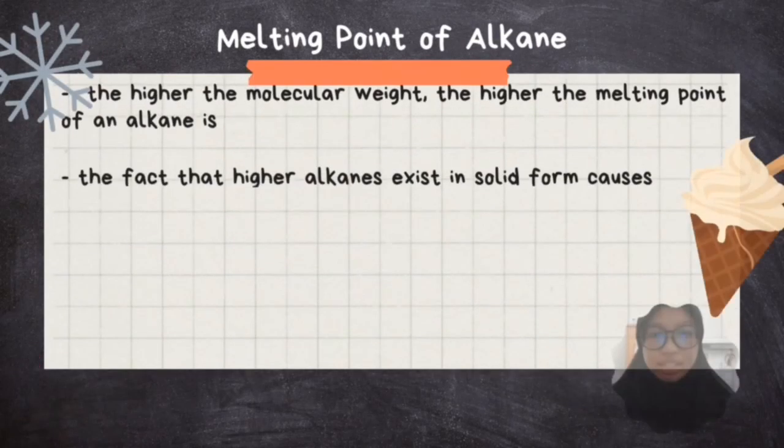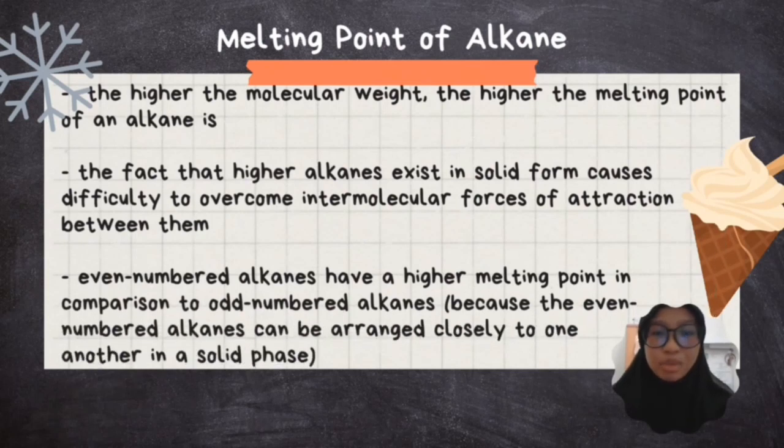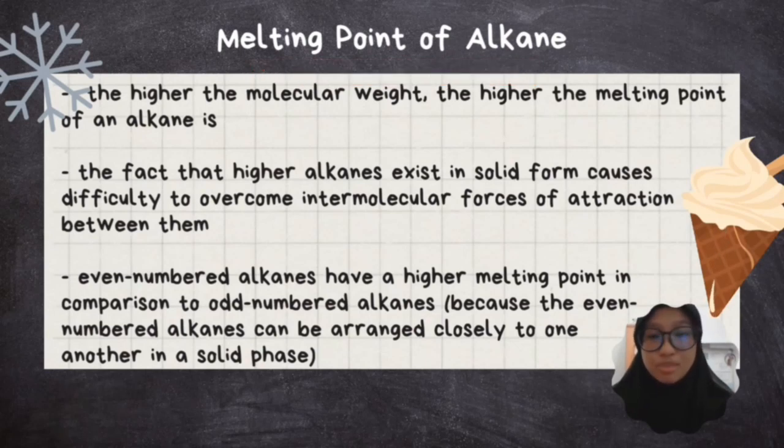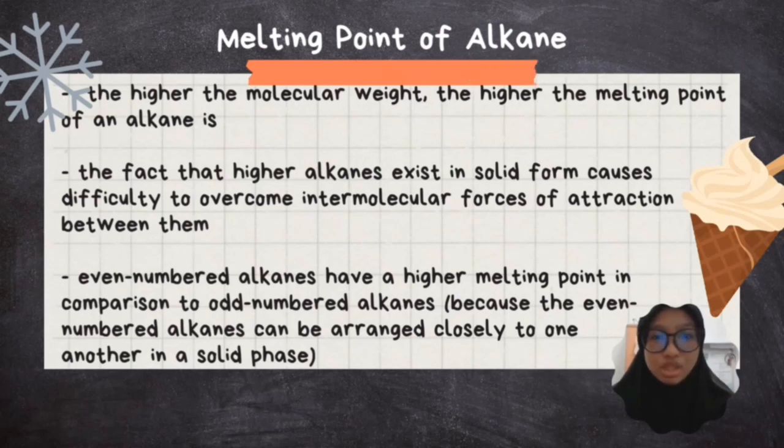Next is the melting point of an alkane. The higher the molecular weight is, the higher the melting point of an alkane is. The fact that higher alkanes exist in solid form causes difficulty to overcome intermolecular forces of attraction between them. Even-numbered alkanes have a higher melting point compared to odd-numbered alkanes because they can pack well in a solid phase.